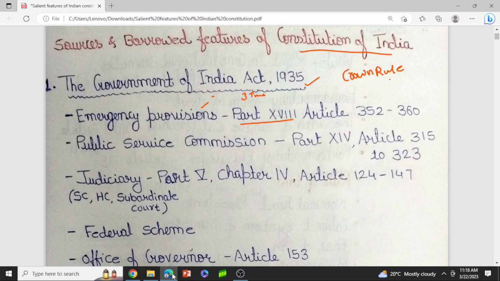Then the Public Service Commission, this is mentioned in Part 14, covering Article 315 to 323. Judiciary. So we have an independent judiciary. What is the judiciary system? It is independent, and it is a kind of pyramidal structure where the Supreme Court is at the highest apex level, then we have the High Court, and then we have the subordinate or district courts. This judiciary has been taken from the Government of India Act 1935, and it is mentioned in Part 5, Chapter 4, Article 124 to 147.